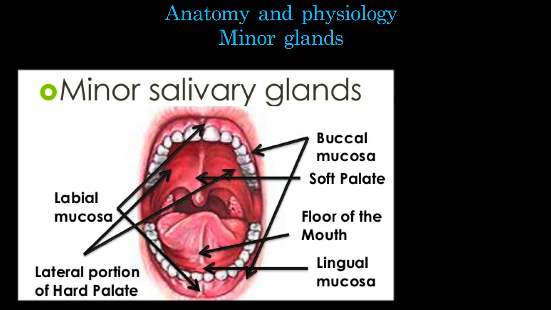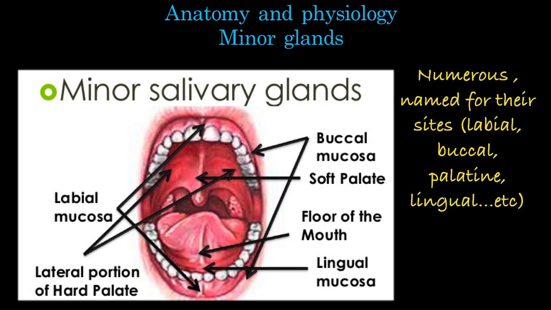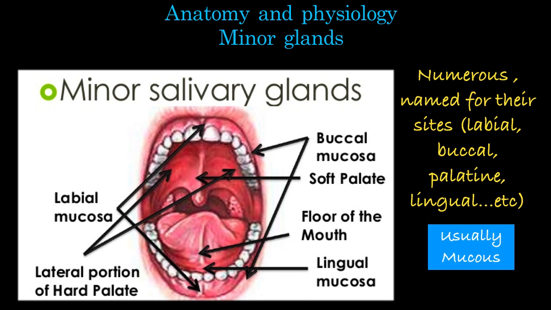Okay, as we agreed, we have a lot of minor salivary glands, and they are named according to their location. If they are located in the buccal mucosa, they are called buccal glands. If they are located in the palate, they are palatine glands. In the labial mucosa, they are labial glands, and so on. In the tongue, they would be called lingual glands. Most of the minor salivary glands have mucus secretion, except some of the lingual glands. Let's talk about the lingual glands separately.